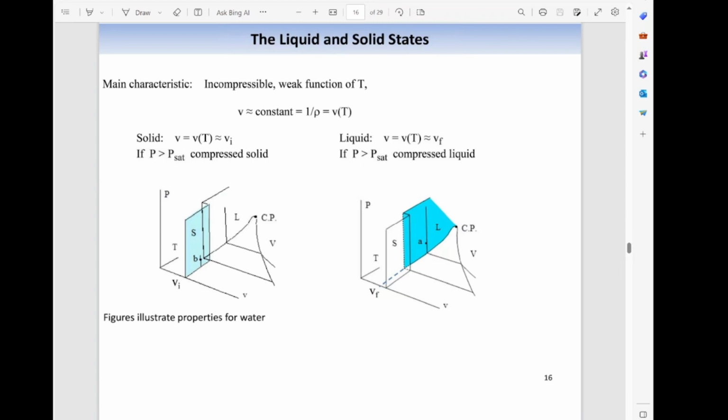As the temperature goes up and goes beyond a certain point, we find that we now have the specific volume of saturated liquid, and when P is higher than the saturation pressure, we have compressed liquid. Okay, so here's our surface for a solid and the surface for liquid, and these are properties of water for this example.